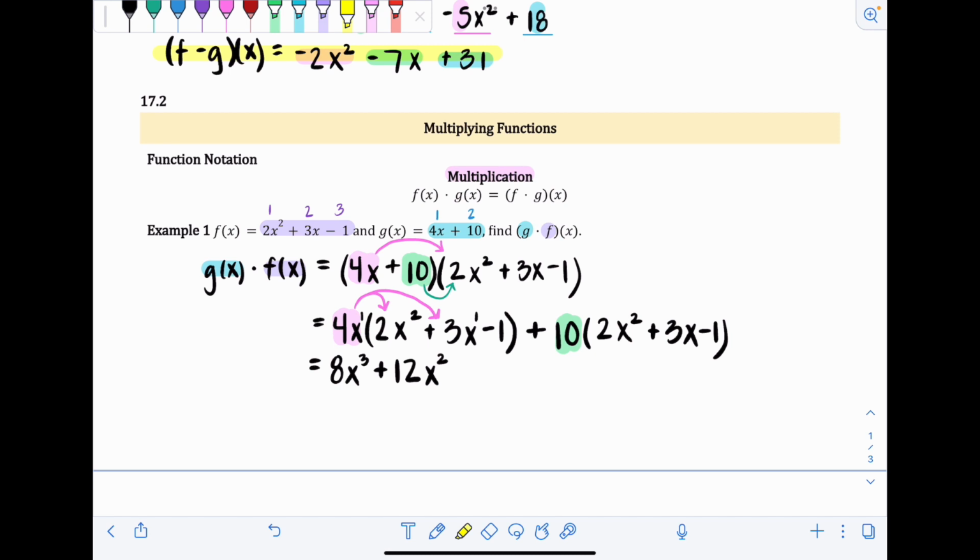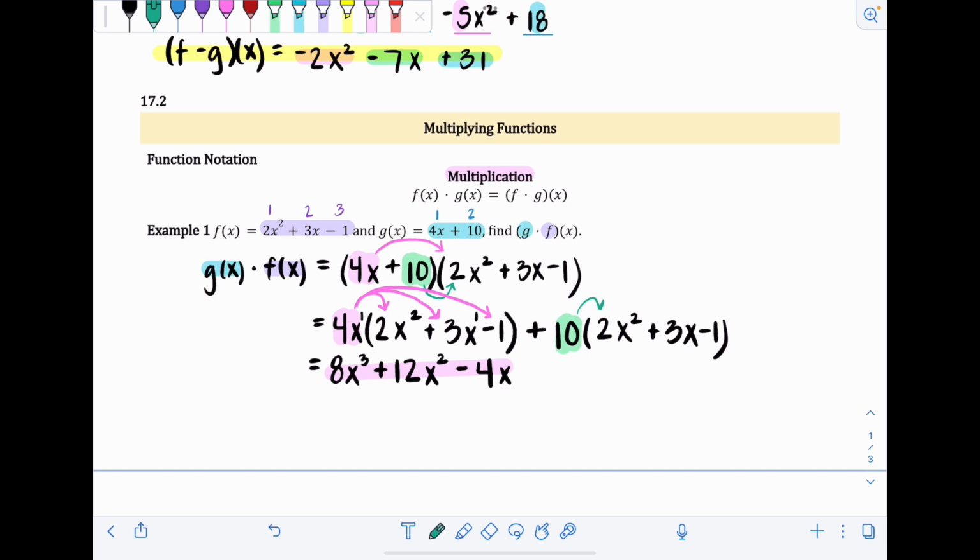And then next I would do 4x times -1, which stays the same, but since we're multiplying this by a -1, it'll become a -4x. So then we're done with the first set of parentheses up there. That's everything from distributing the 4x. And now I just need to do the same thing with the 10.